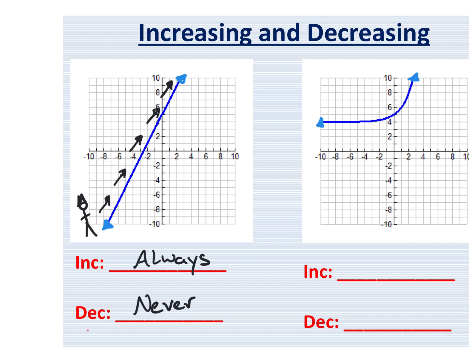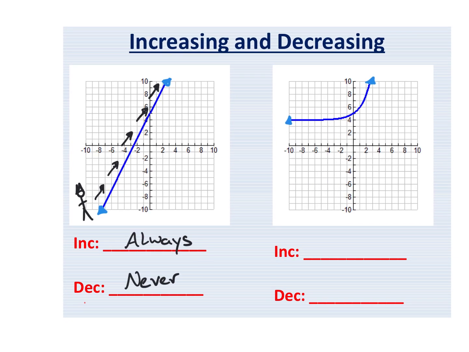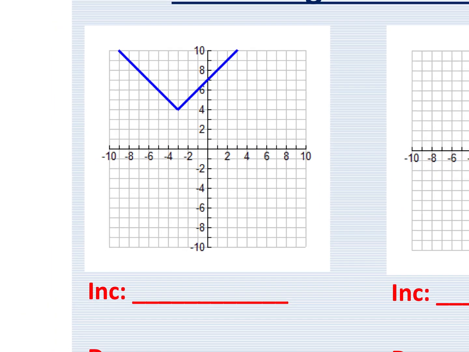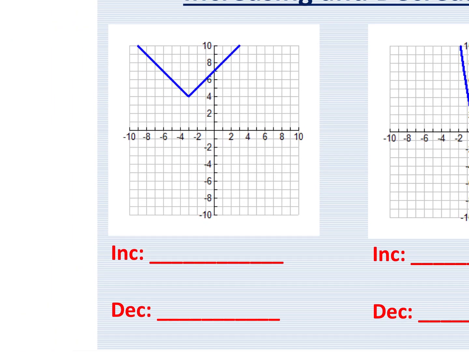Okay? Now, I'm going to do a different example for the second one because this next one is very similar. Because even though it starts flat, as he runs to the right, it's always going to be going up. Let's look at this slide, and we're going to look at the first example. Remember, we always work left to right when talking about increasing and decreasing.